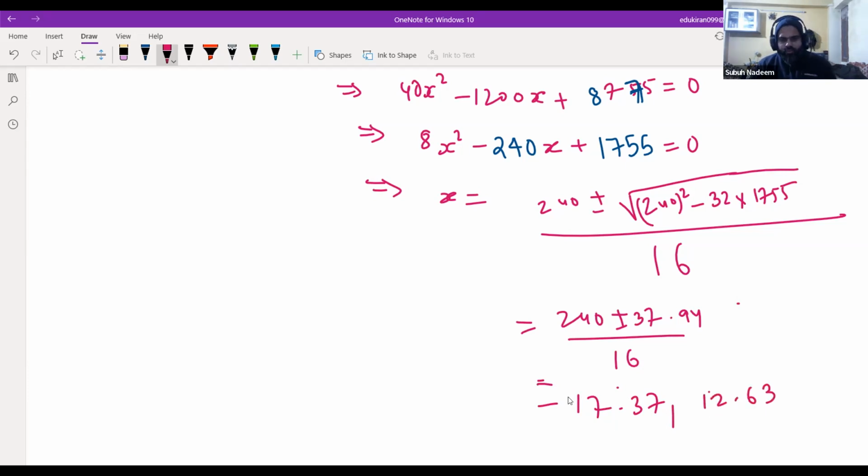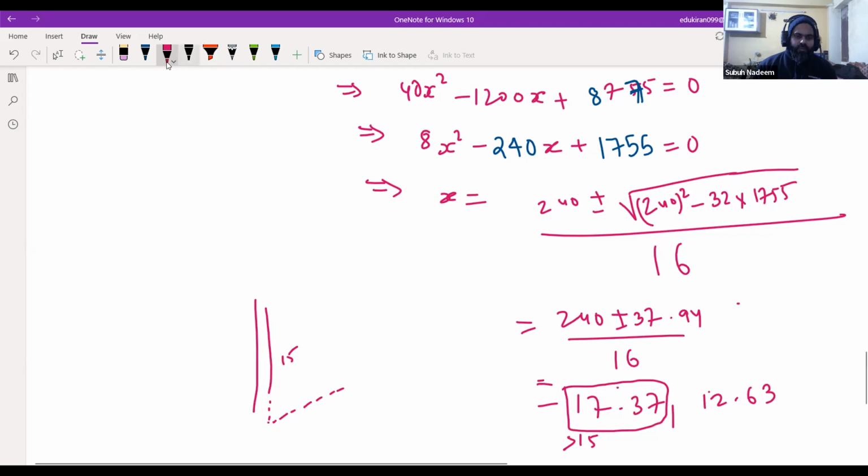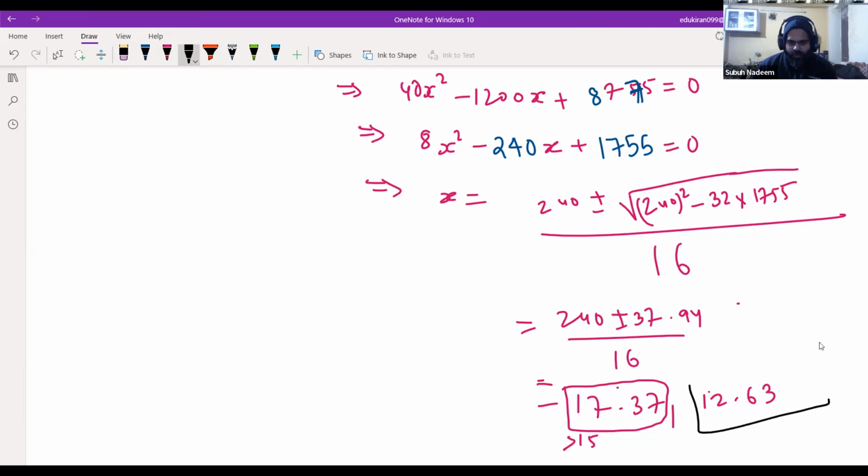Now, out of these two values, one value, this one, is not acceptable because it is greater than 15. Obviously, Lulu won't walk for more than 15 kilometers here and then again start swimming till here. This is way too time taking. It should be less than 15. So the value which is acceptable is 12.63 kilometers. So this is the distance which Lulu will walk along the beach.